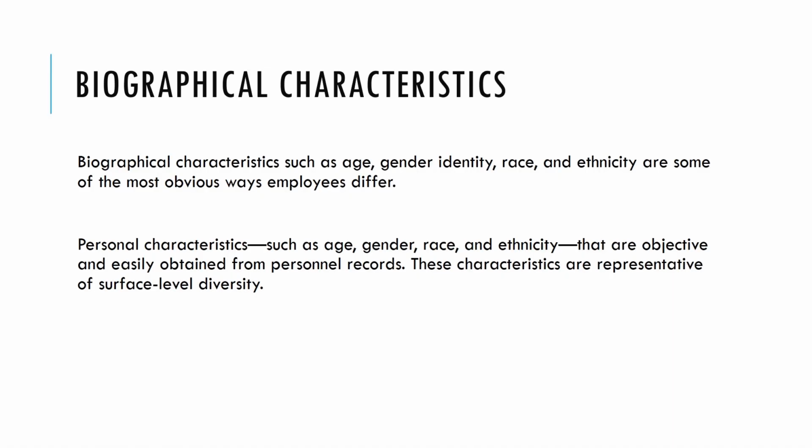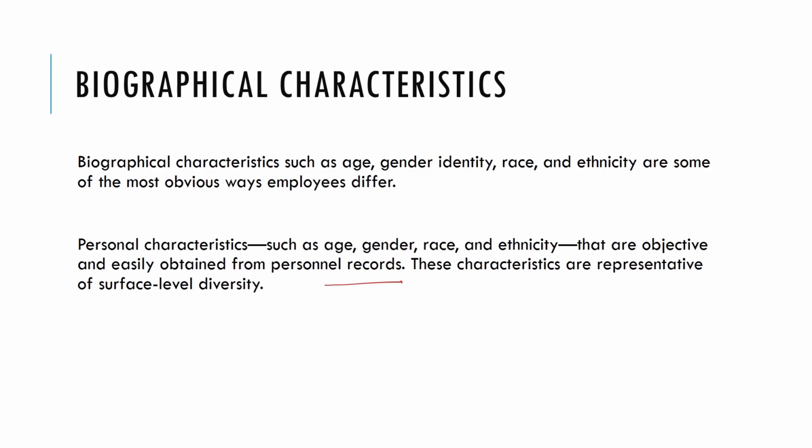Now the next part is our understanding of biographical characteristics, where we look at how people are different from each other. Biographical characteristics include age, gender, identity, race, and ethnicity. These are some of the basic points where we try to differentiate among people. Personal characteristics of age, gender, race, and ethnicity are objective and easily obtained from personal records, okay.